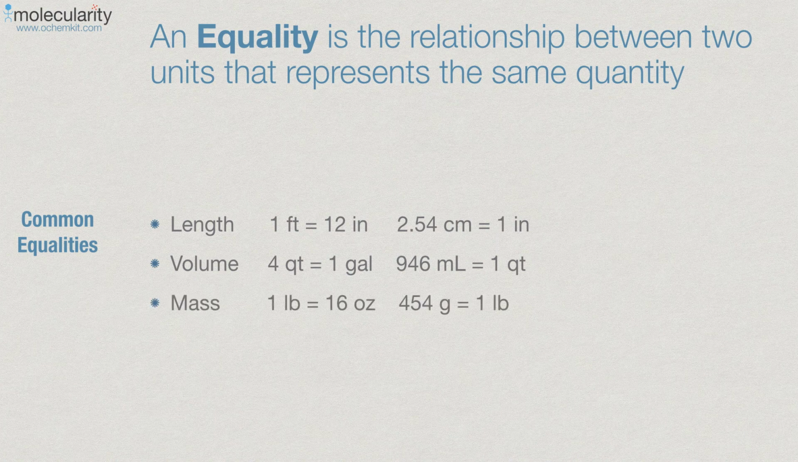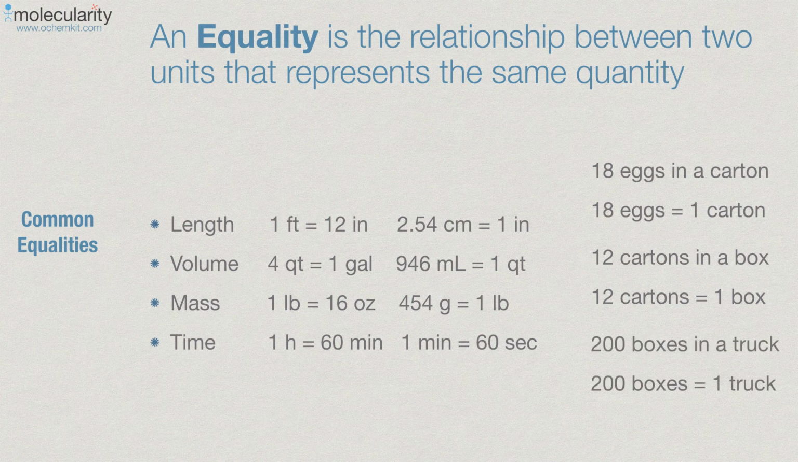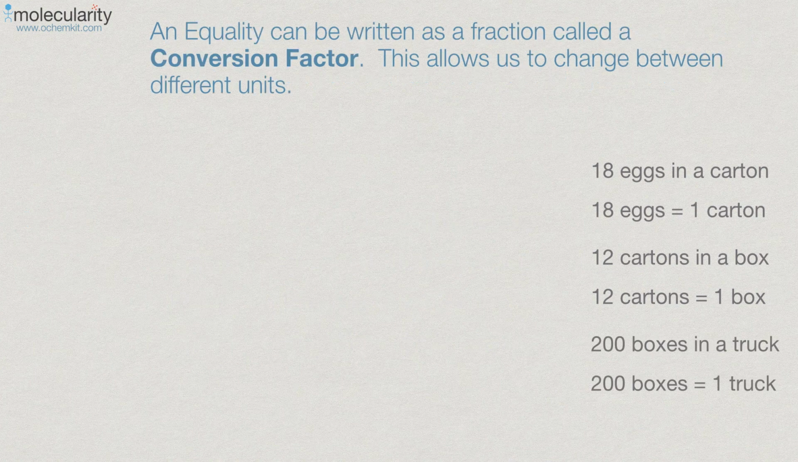1 pound weighs the same as 16 ounces, and 454 grams are in 1 pound. There are 60 minutes in an hour and 60 seconds in a minute. An equality can have many diverse units. Here we have 18 eggs in a carton. This means that 18 eggs equals 1 carton. 12 cartons in a box, so 12 cartons equals 1 box. 200 boxes in a truck, so 200 boxes equal 1 truck.